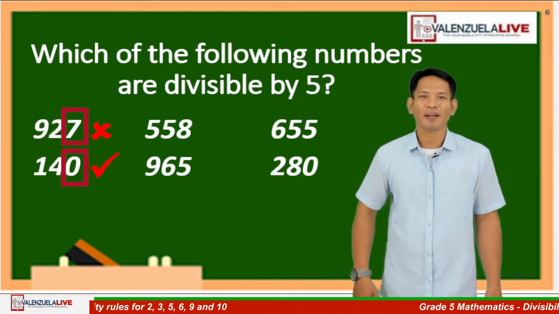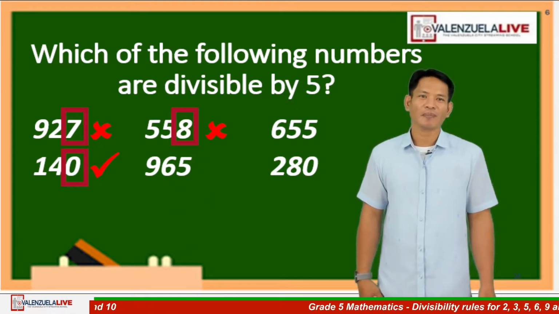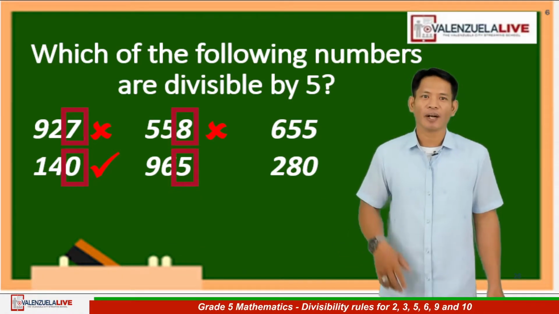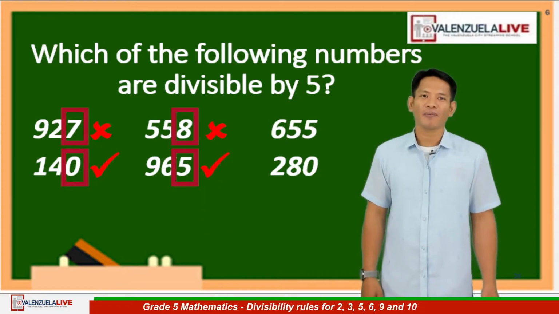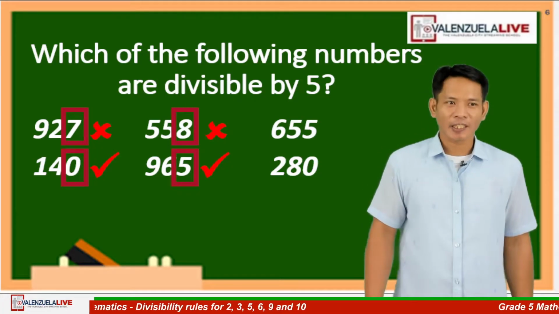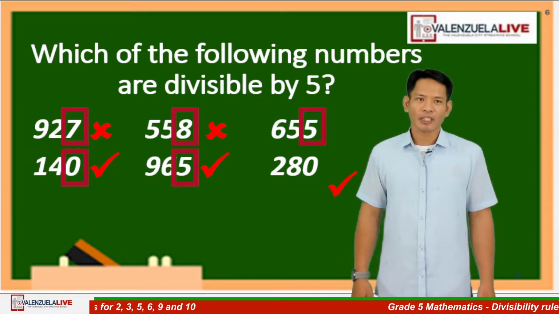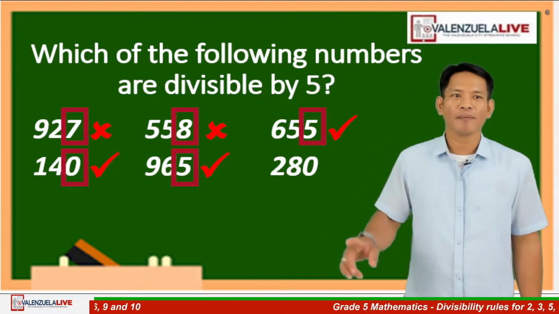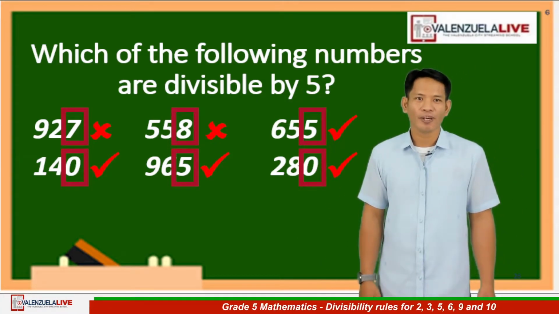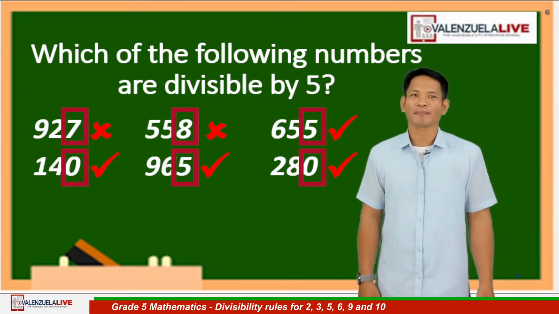How about the next one, 558? Last digit is 8, therefore, it is not divisible by 5. Next one, 965. Since the last digit is 5, therefore, it is divisible by 5. Next number, we have 655. Is 655 divisible by 5? Yes, it is divisible by 5. How about the last one, 280? Since the last digit is 0, therefore, it is divisible by 5. Okay, very good, grade 5.